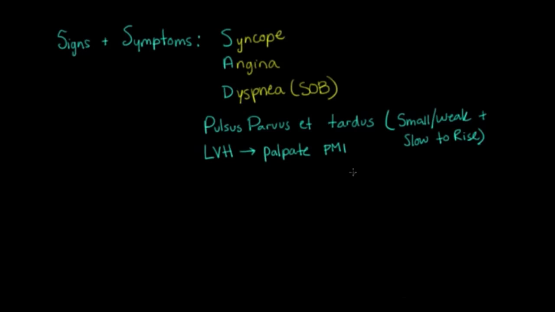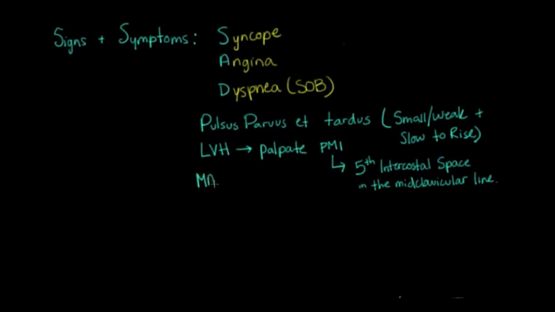And this should normally be in the 5th intercostal space in the midclavicular line. So similar to what we call the mitral area when you're auscultating or listening with a stethoscope. And in people with LVH, this PMI can actually move medially or towards the sternum, and that would be a sign of left ventricular hypertrophy, meaning the muscle has kind of gotten thicker.